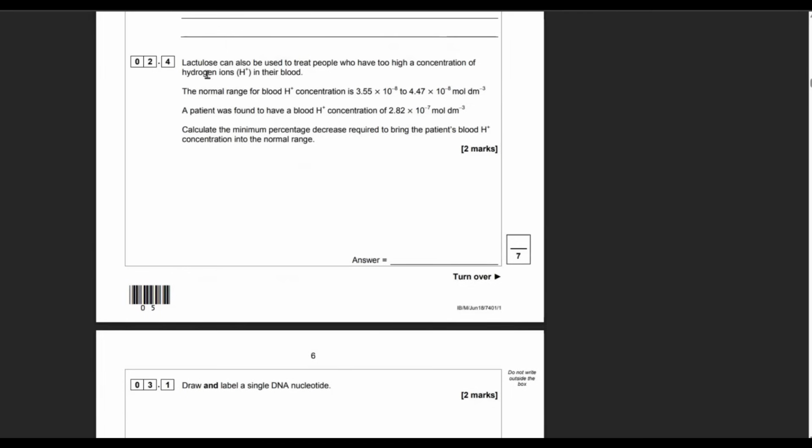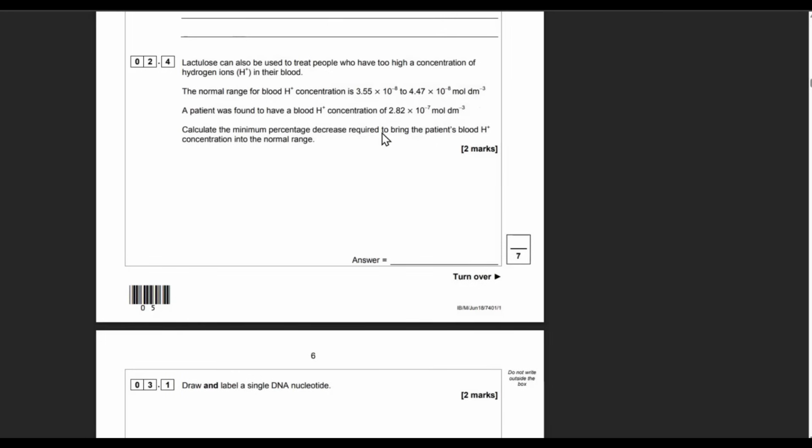Now we've got 2.4, the last part to question 2. Lactulose can be used to treat people who have a too high concentration of hydrogen ions in their blood. A normal range for hydrogen ion concentration is 3.55 times 10 to the minus 8 to 4.47 times 10 to the minus 8. A patient was found to have a blood concentration of 2.82 times 10 to the minus 7.